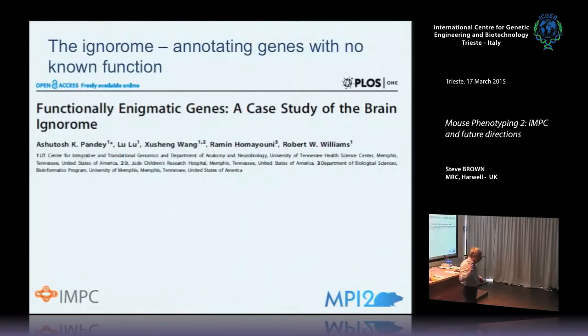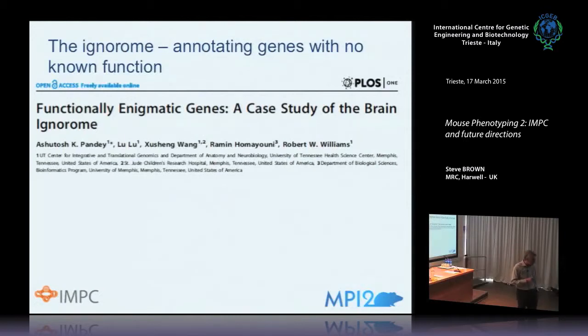So I wanted to come back to LMOD1 because we phenotyped LMOD1 in Umodic. We also phenotyped it again in IMPC. We get the same data, so that's good. But in fact, you might be quite interested. This is quite a good paper. I think it came out in 2013. It's from Robert Williams' lab in PLOS1. Functionally enigmatic genes, a case study of the brain ignorome.